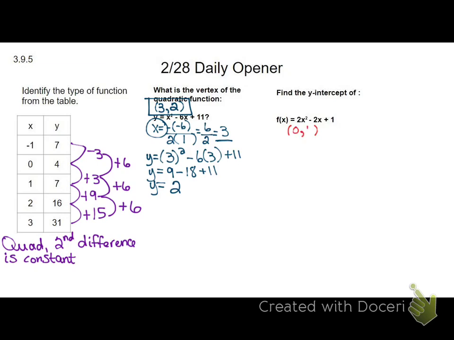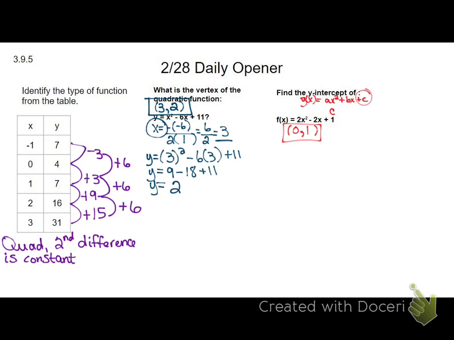0, 1. How'd you get that, Riley? Yeah, it's the c in our standard form. Remember our standard form? ax squared plus bx plus c. The y-intercept is that number that's off by itself, that does not have a variable attached to it.